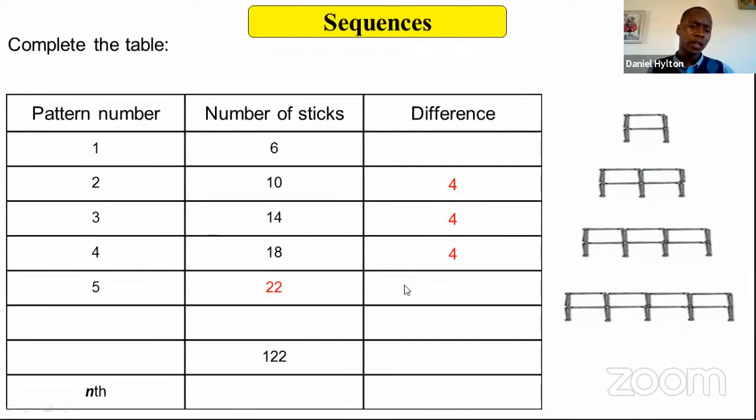Okay, so how would we get that 30? One thing that we could do here, we could add the difference until we get that 122, but do we have enough time to do that? Remember, CSEC is a time-sensitive exam, and we have to be mindful of the time. So what we do here is generate the expression for the nth term, right? And what would that expression be? The expression to calculate the number of matchsticks for the nth term.